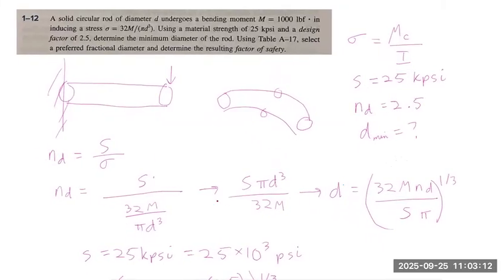So this deals with fractional diameters and also basically we determine the minimum diameter of the rod for a design factor of 2.5, and then we select a preferred fractional diameter, and then we determine the new factor of safety. So what is the point of all this? A preferred fractional diameter is a standardized size from a set of common fractional inch sizes like 1/16, 1/8, 1 1/4 inch, chosen for a mechanical component after the theoretically required diameter has been calculated.